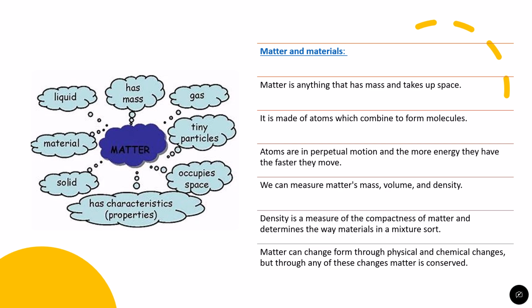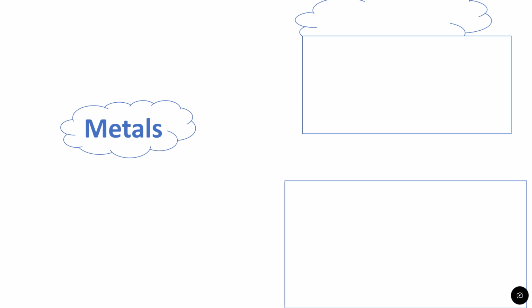Now, matter can change from one form to another through physical and chemical changes. But through any of these changes, matter is still conserved. It means that it is just changing from one form to another. It's not going anywhere. Right. So, from the periodic table, you knew that materials are classified into metals, non-metals, and semi-metals.